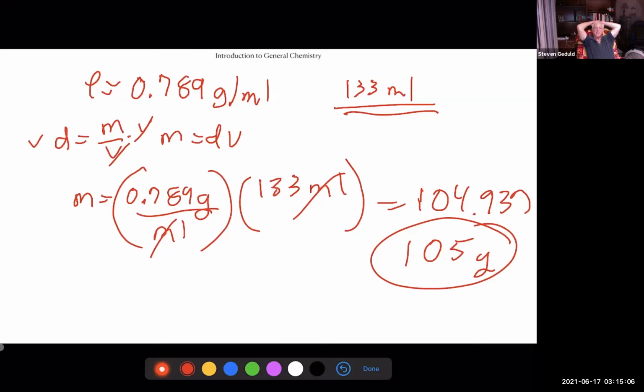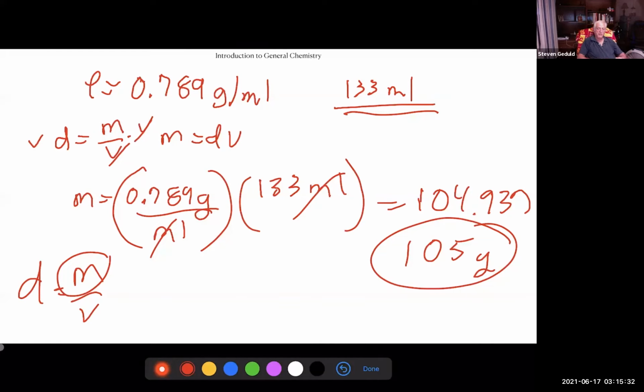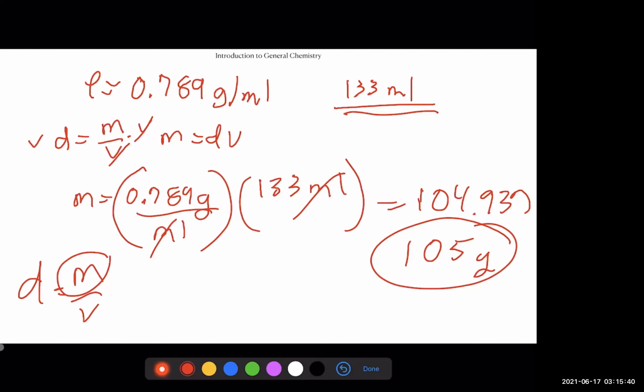Remember, density is mass divided by volume. If you're given density and volume, you can find mass. If you're given mass and volume, you can find the density. If you're given mass and density, you can find the volume. As long as you're given 2 of the 3 variables, you can solve for the other one. That make sense? Yeah. That makes sense. Okay, perfect.